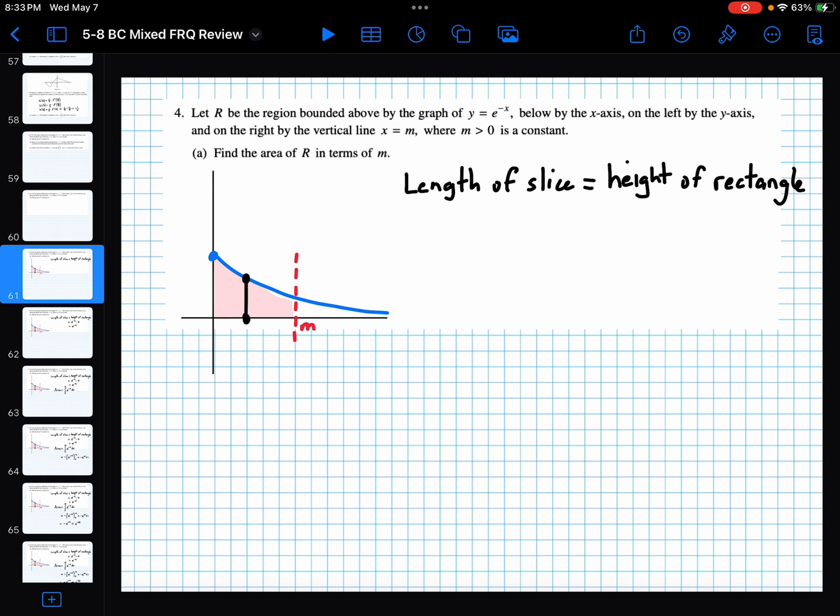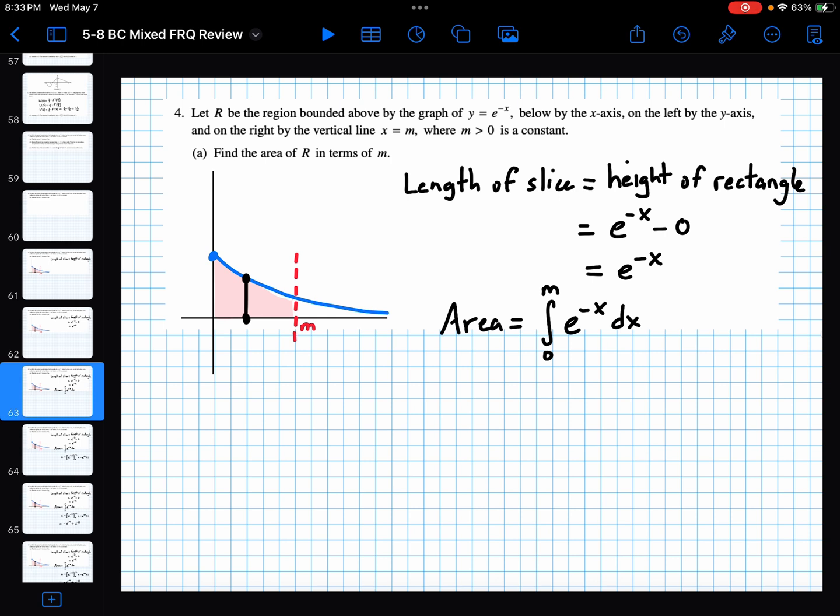That line segment is going to be the height of one approximating rectangle. That's upper y value minus lower y value, which in this case is e to the negative x minus 0, or e to the negative x. That's the height of one rectangle. All right, the base is simply going to be dx. So the area will go from 0 to m, whatever that x value is, we don't know yet anyway, of e to the negative x dx.